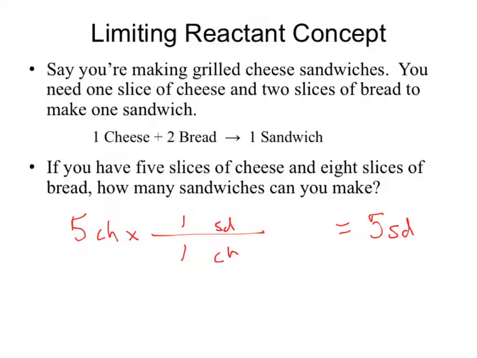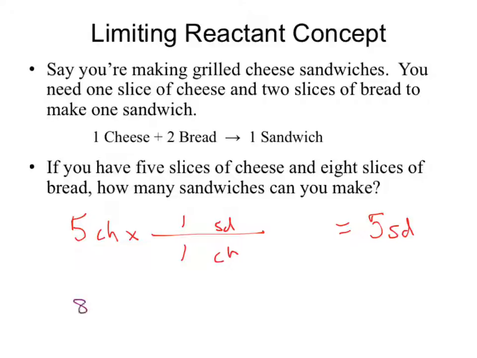We didn't take into account how much of the bread was present. In this calculation, what did we assume about the bread? There's enough. There's an excess of bread. That's how we get 5 sandwiches. Now what we'll do is assume the other situation. We have enough cheese. How much sandwich can we make out of our bread?